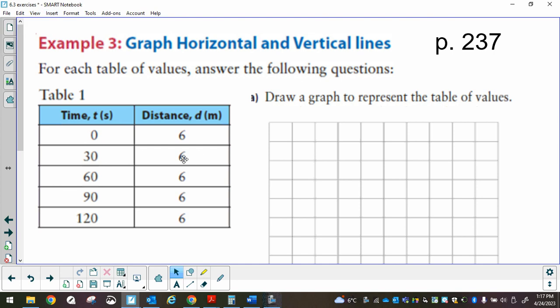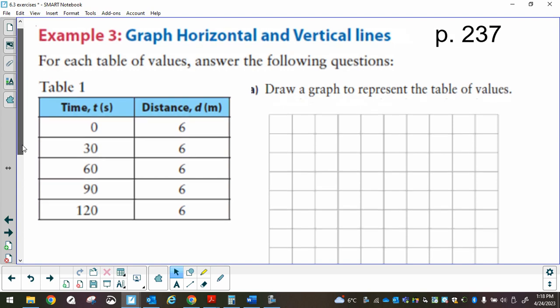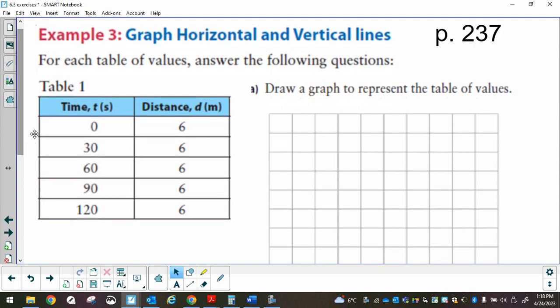Okay, so today we're going to look at example number 3 in section 6.3. It is on graphing horizontal and vertical lines, and we're also going to review some of the stuff we looked at yesterday. Okay, so first we'll look at example 3 here. We have a t-table with some information. We have time in seconds, and we have distance in meters.